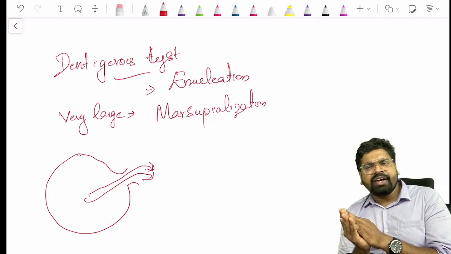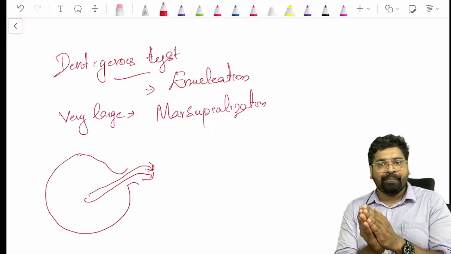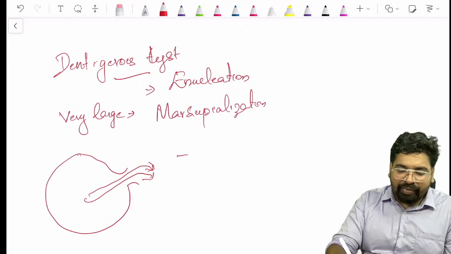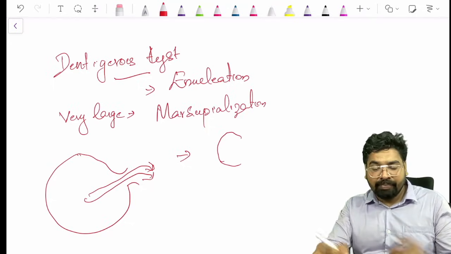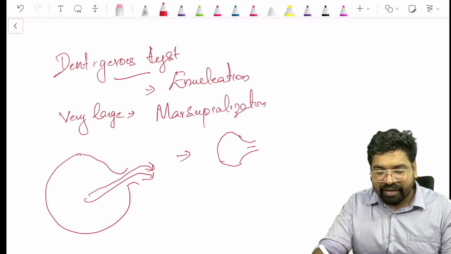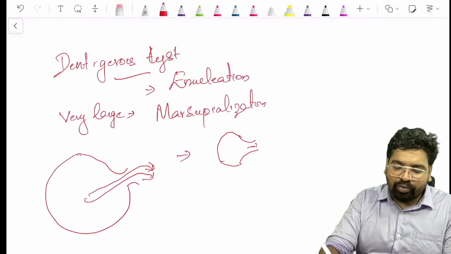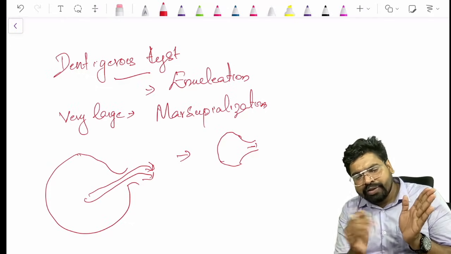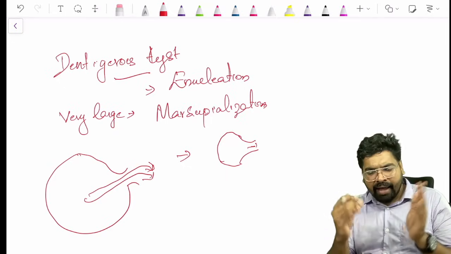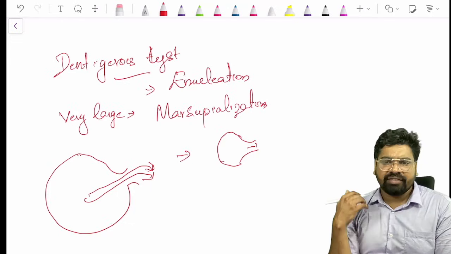So when the pressure reduces, the cyst will collapse and it will give time for the bone to form. The cyst will now reduce in size. The 5 centimeter or 6 centimeter big cyst will come down to something like 1 centimeter. Then I will do the enucleation. Marsupialization is just cutting and opening, giving a pouch so that the content will come out. And then I will do the enucleation. So this is how the treatment of dentigerous cyst is done.